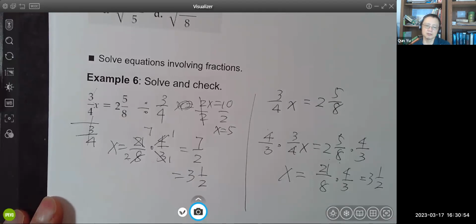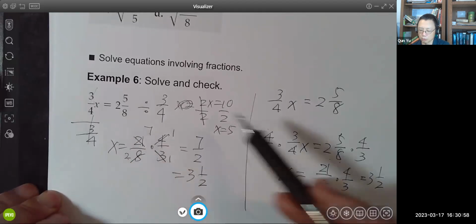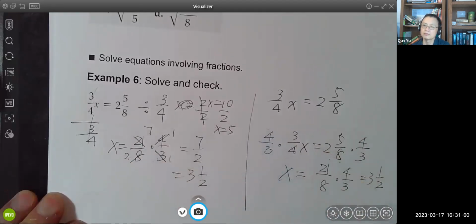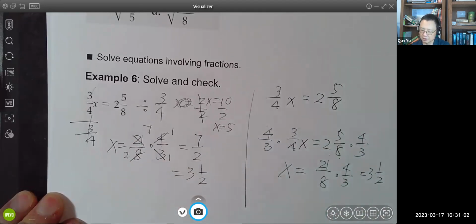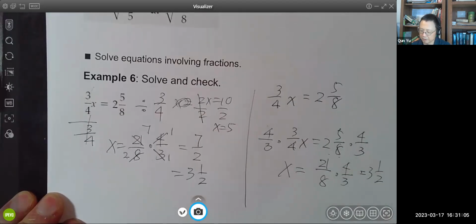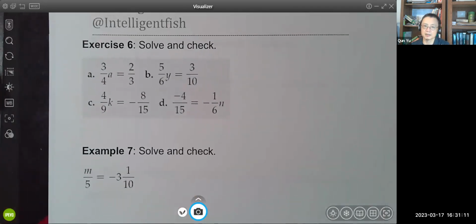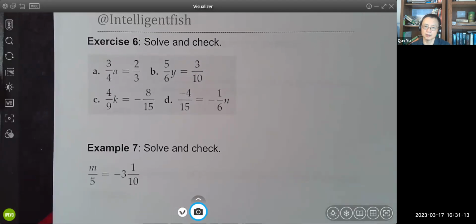Essentially, there's no fundamental difference. When you divide by a fraction, it's equivalent to multiplying by the reciprocal. Basically, it's like saving 1 step. And exercise number 6, you have 4 equations to solve.